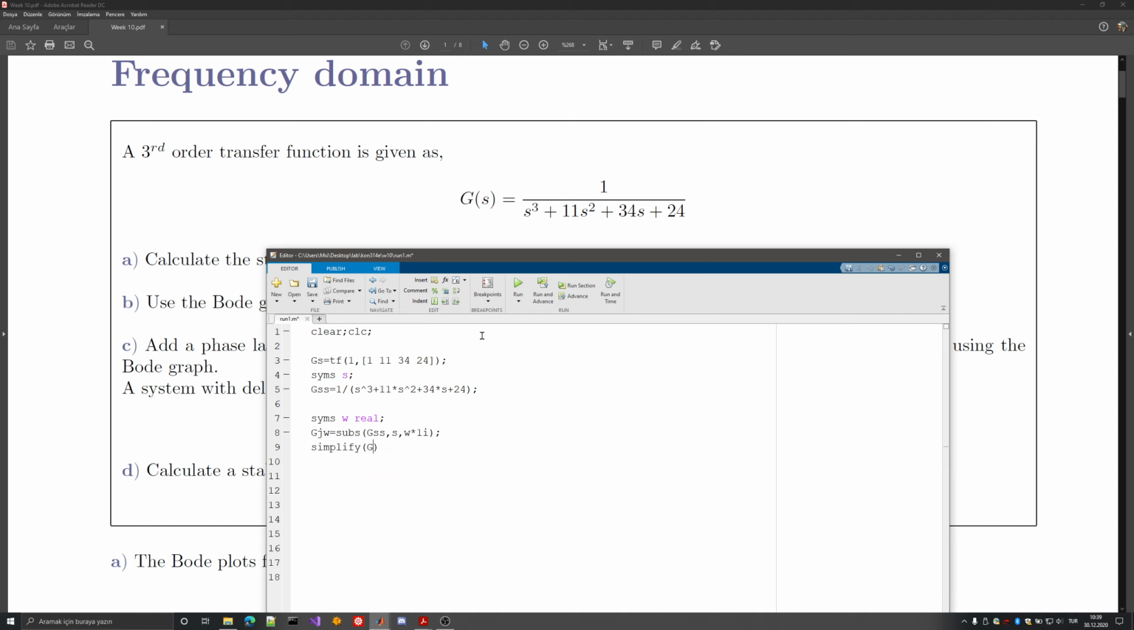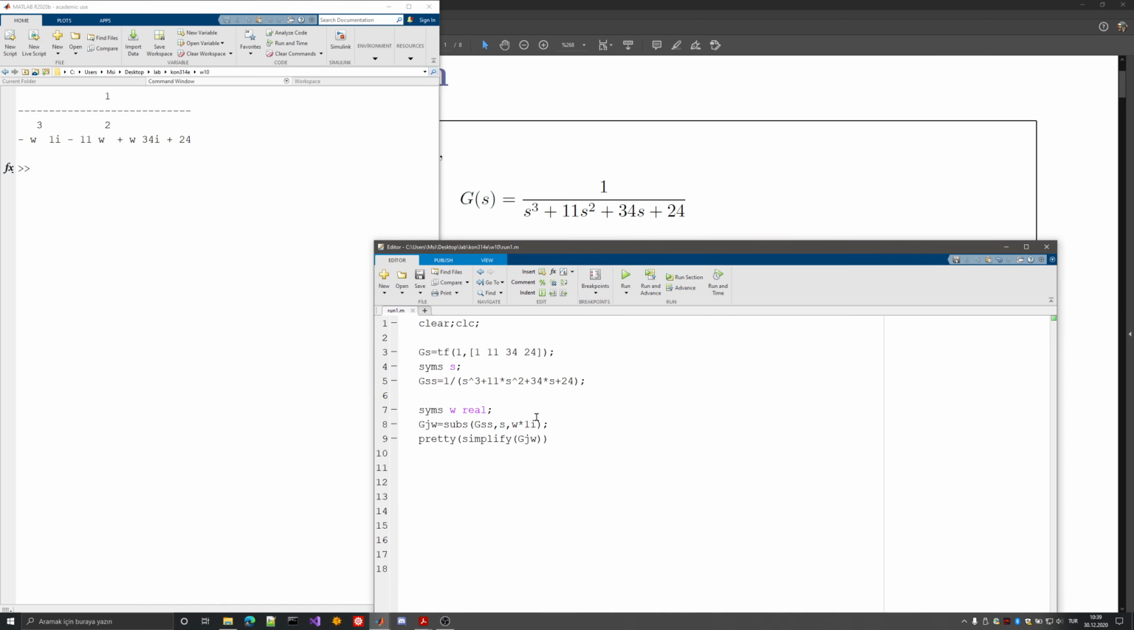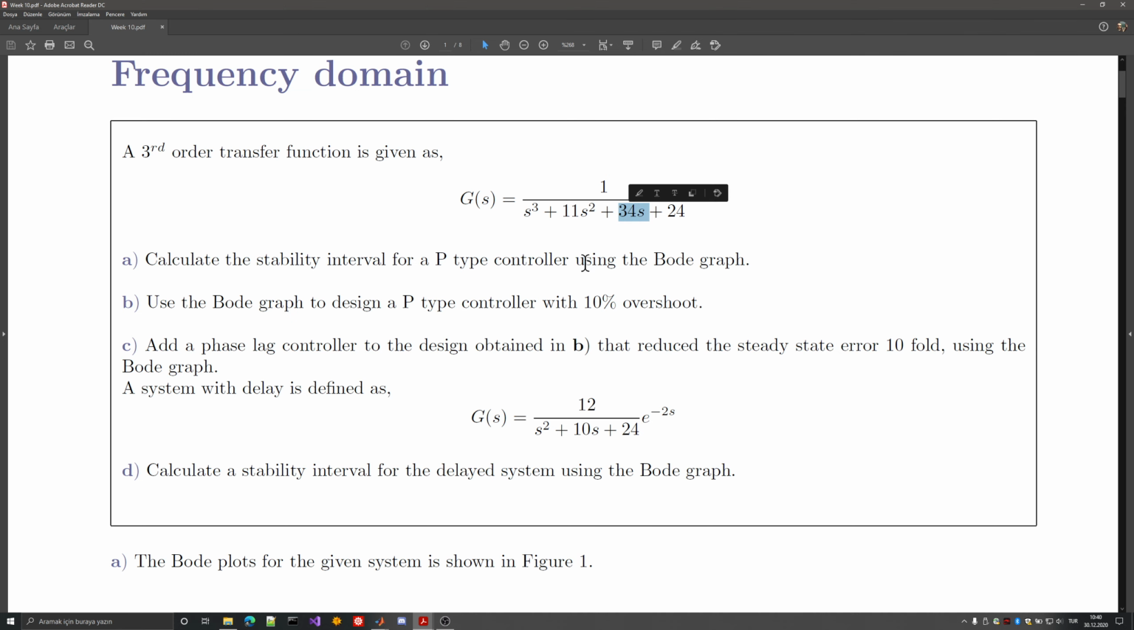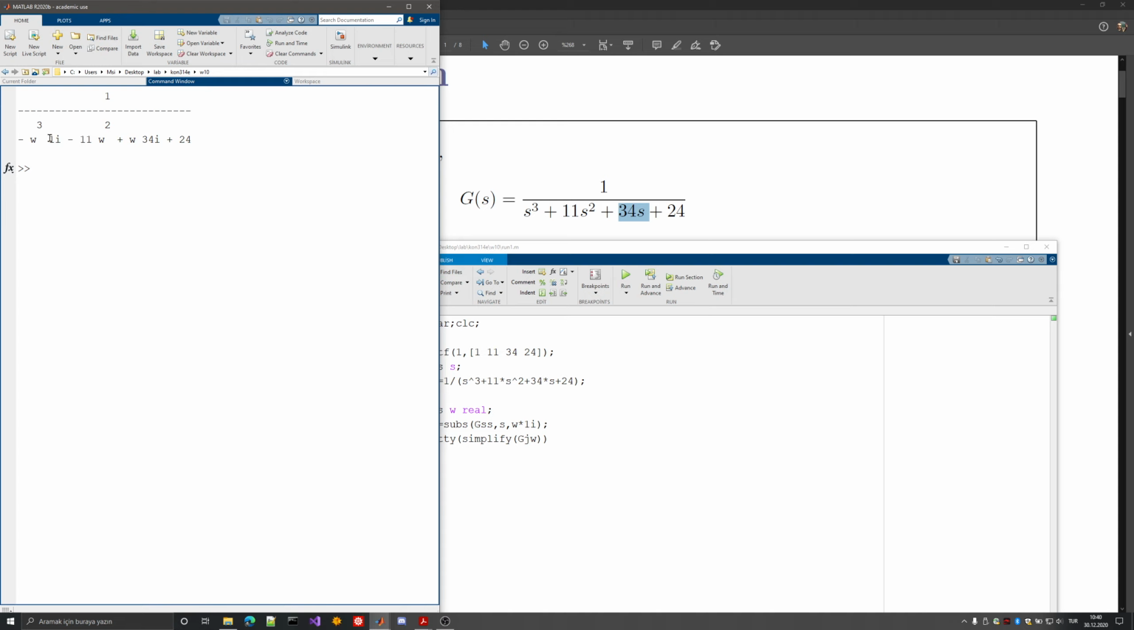So, let's say simplify, and then maybe pretty can help us out here. So you can see now we've plugged in j omega. Since this is cubed, you can see that this will be imaginary. Since this is squared, this will be a real part. This will be contributing to the real part. And since this is again 34s, it will contribute to the imaginary part. So we have one i here, one i here. Those two are the imaginary part, and then this is the real part. You can multiply with the complex conjugate and you will get a real and imaginary part of this.